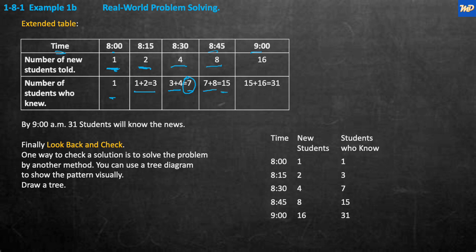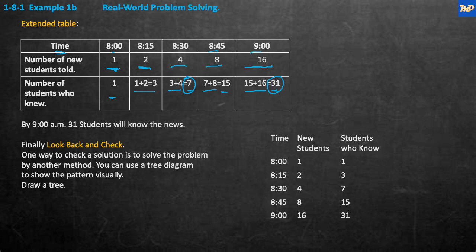So at 9 o'clock, 15 minutes later, these 8 people tell 2 people each. They've just added 16 new people to the roster of people that know. And from this point back, we had 7 plus the 8, the new ones here were 15. And now we have 15 plus 16. They're just told here, 15 plus 16 equals 31. So at 9 a.m. in the morning, 31 people will have heard and now know the news. Okay?